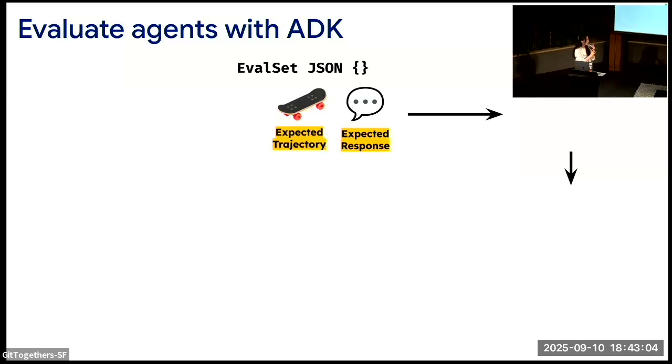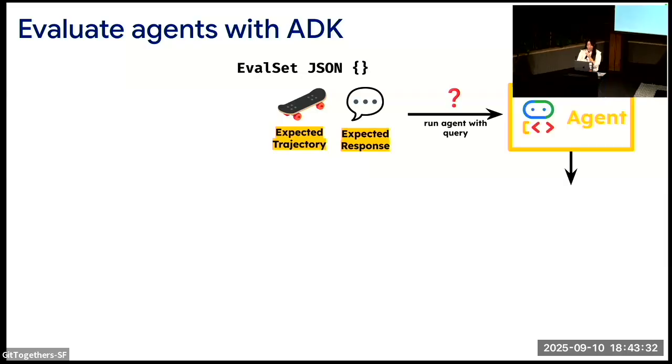In ADK, you can create an integration test, and there are two built-in metrics. You can define the expected trajectory and the expected response. What does that mean? It means you need to check whether the agent is choosing the right tool, and whether it's choosing the right tool at the right time. That is the tool trajectory. Also, we have the expected response. Basically, we are trying to evaluate how the response compares to what we expected.